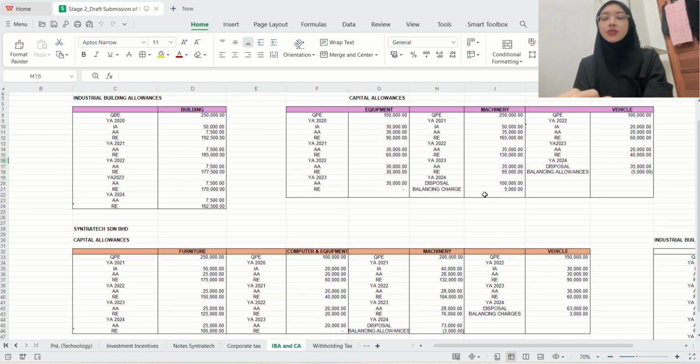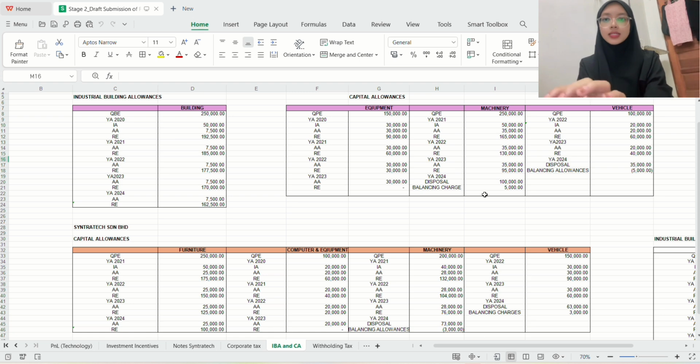Now let me show you how I calculate the IBA for Textile Warisan Sdn Bhd. As I told you before, the QBE is 250,000. The initial allowance (IA) is 50,000, while the annual allowance (AA) is 7,500. How did I get the initial allowance and annual allowance? First of all, we must know the percentage to calculate the IA and AA for year of assessment 2020. The percentage for IA is 20%, while for AA is 3%.